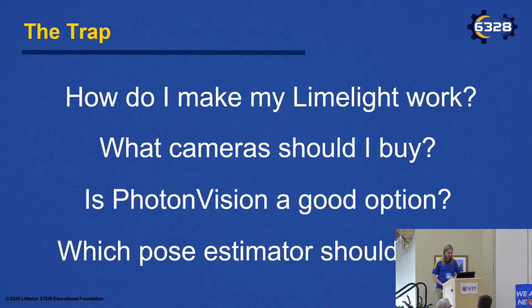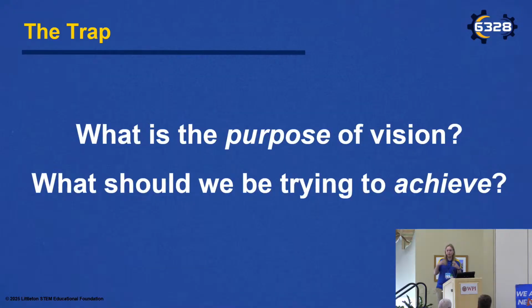Now I said, first of all, we get a lot of questions about vision on 6328. Here are some examples of the questions that people ask us. And as I look to answer these questions, what tends to strike me is that many of these questions are missing the same important piece. All of these questions are asking about which options are better than others, but they tend to skip more fundamental questions. What is the purpose of vision? What are we trying to achieve? These are really important if we're going to evaluate which options make a better vision system.